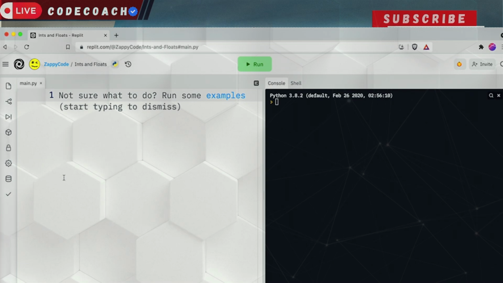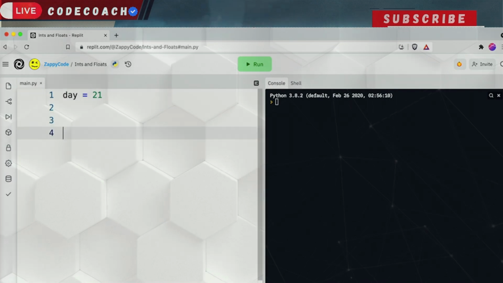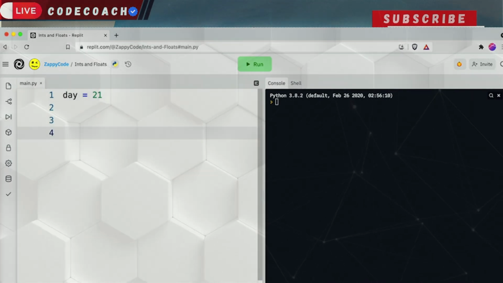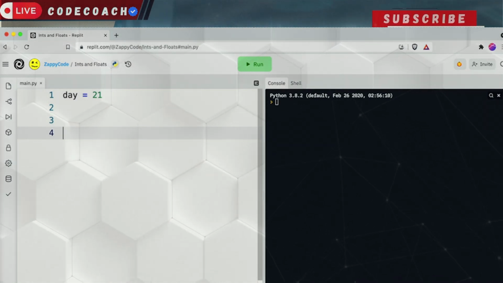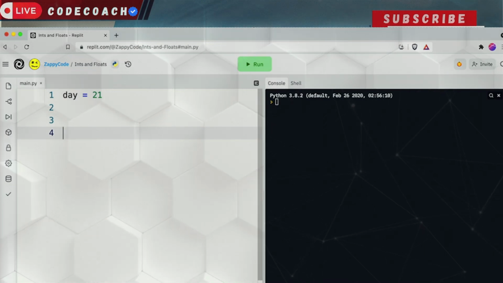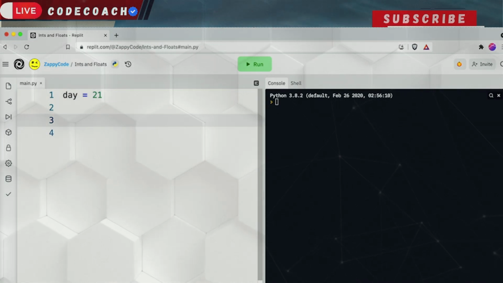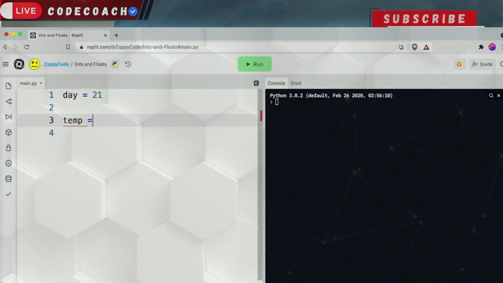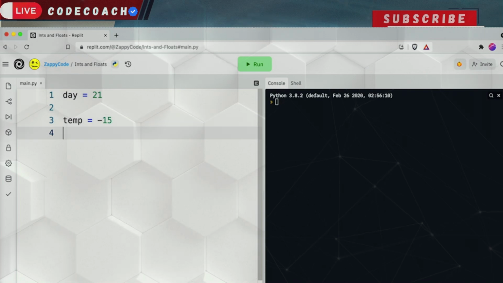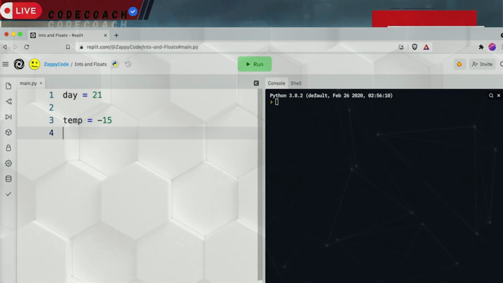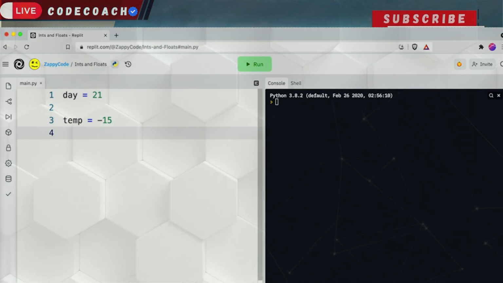So for example, in the challenge from the last video, I had said day is equal to 21. This is an example of an integer, right? It's a number that doesn't have any decimal places. So we have this variable day, it's set equal to the integer or int of 21. Now, integers can be positive or they can be negative. Let's say it's a really cold day outside and the temperature is negative 15 degrees. We can say temp is equal to not just 15, but also negative 15 degrees. So again, whether it's positive or negative, as long as it doesn't have decimals, it is an integer.